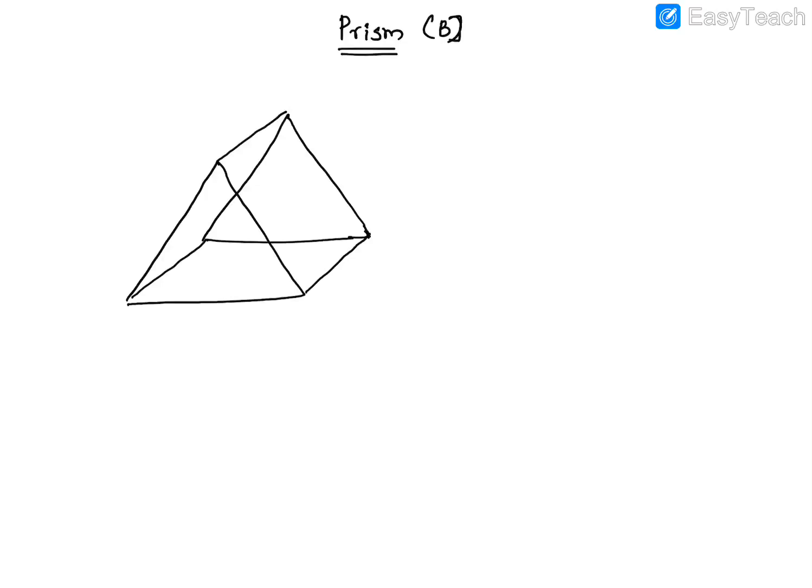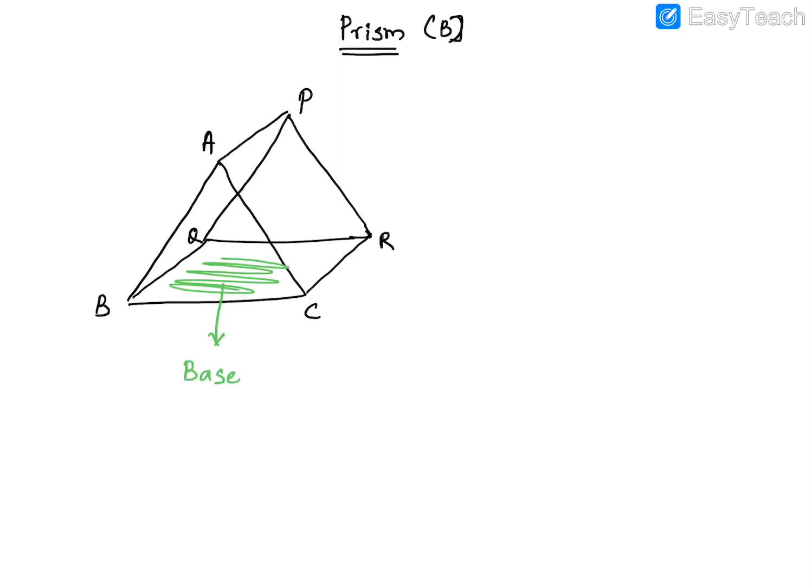Let's say the front of this is ABC, and the back side of this surface is PQR. The surface on which it is resting is called the base of a prism. So the base of a prism is the surface on which your prism is resting.